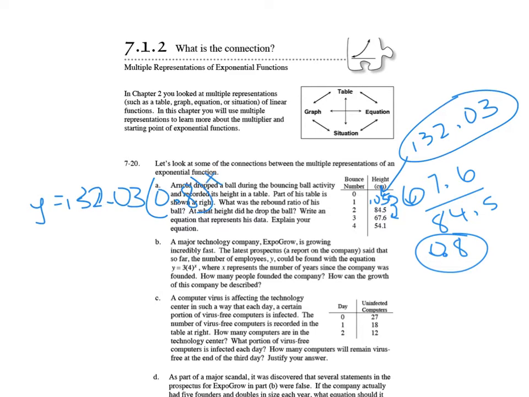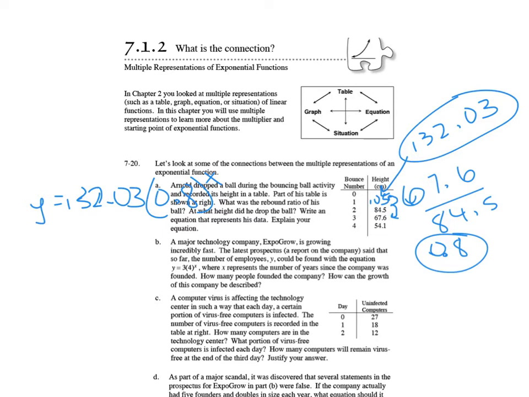Part B. A major technology company, Expo, is growing incredibly fast. The latest prospectus said that so far the number of employees, y, can be found by the equation y equals 3 times 4 to the x, where x is the number of years since the company was founded. How many people founded the company?